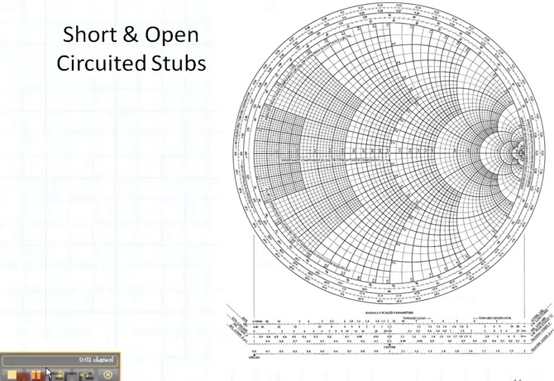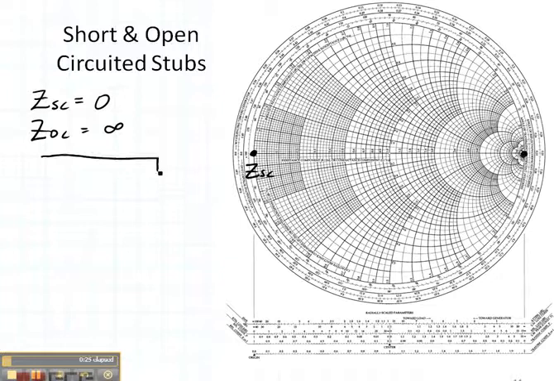Now we just talked about how to do stubs by calculating them using the tangent or cotangent equation, but we can also use the Smith chart to calculate them. We know that if we have a short circuit, Z of a short circuit is 0, and that point is right here. Z of an open circuit is infinity, and that's right there.